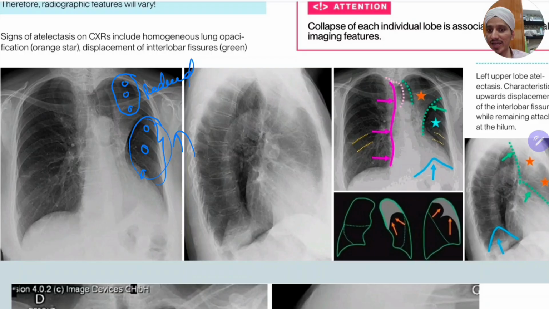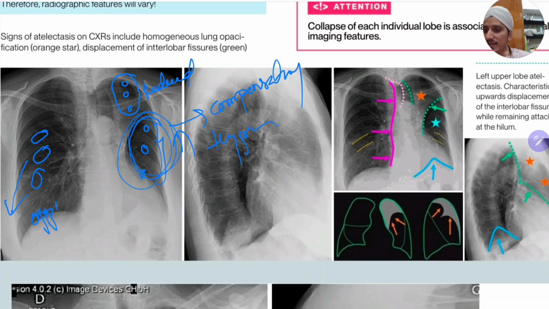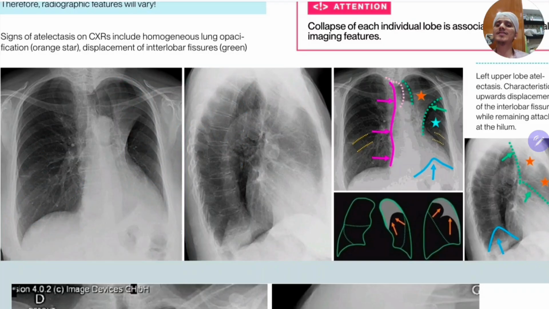That means this is compensatory hyperinflation. Similarly, you can see here the space between the ribs is increased also. So here also the opposite lung is compensatory hyperinflated. All the signs of collapse you have seen. This is a case of upper lobe collapse.